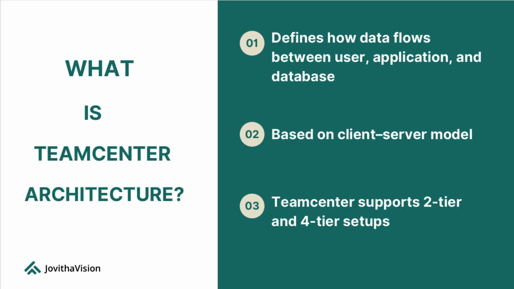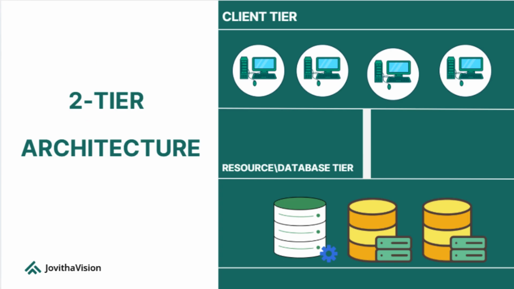Depending on how many layers are used between the client and the database, we have two-tier and four-tier architectures. In two-tier architecture, we have just two layers: client tier and database tier. Here, the Teamcenter Rich Client connects directly to the database without any middle layer. In this setup, all the logic and processing happen in the Rich Client itself. The client directly communicates with the database to fetch and update information.